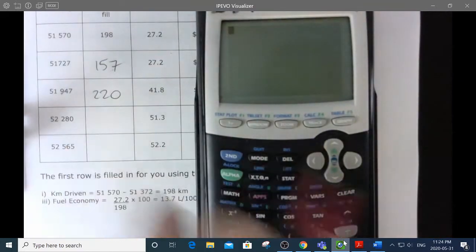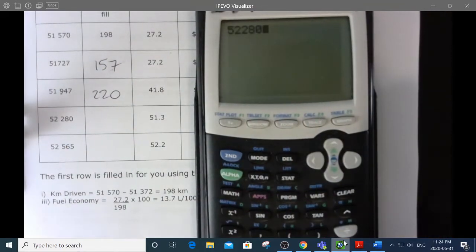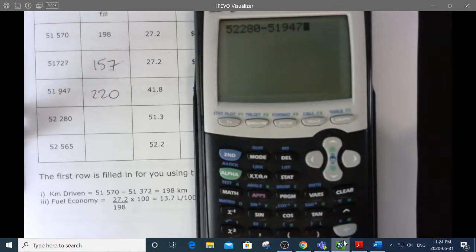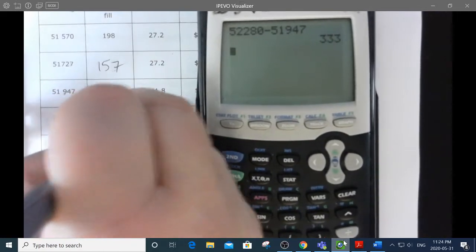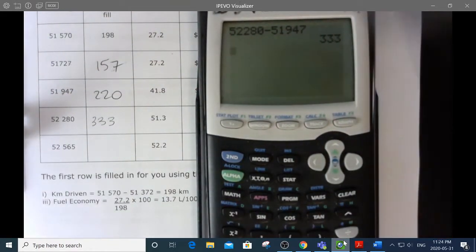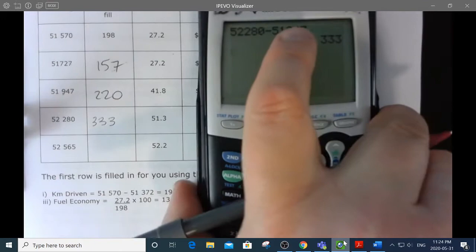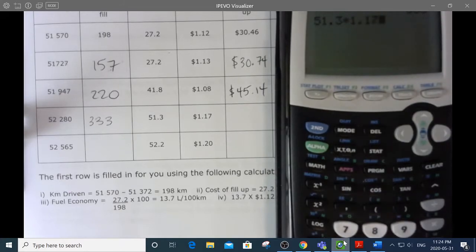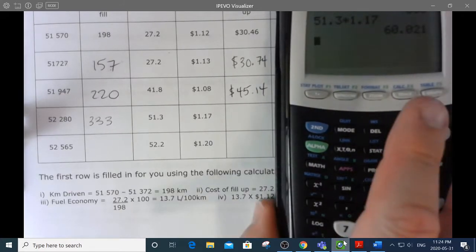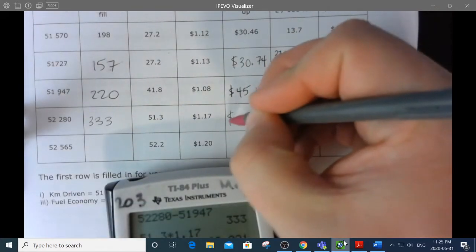Next one, 52,280 minus 51,947, and that is 333 kilometers. And I drive that many kilometers, and it's 51.3 liters at $1.17 per liter, which is $60.02.